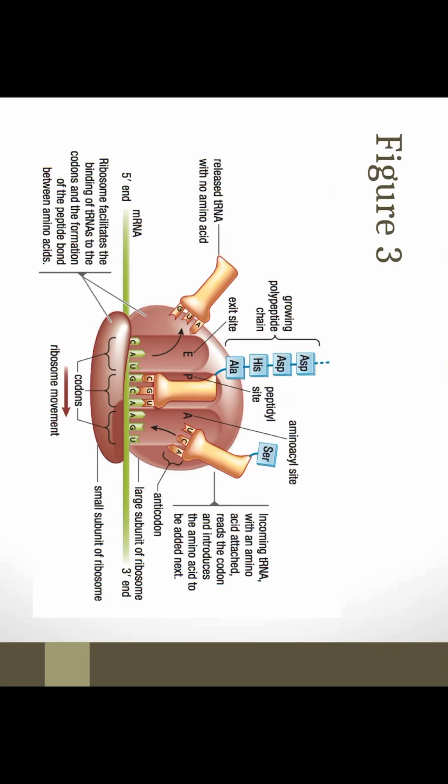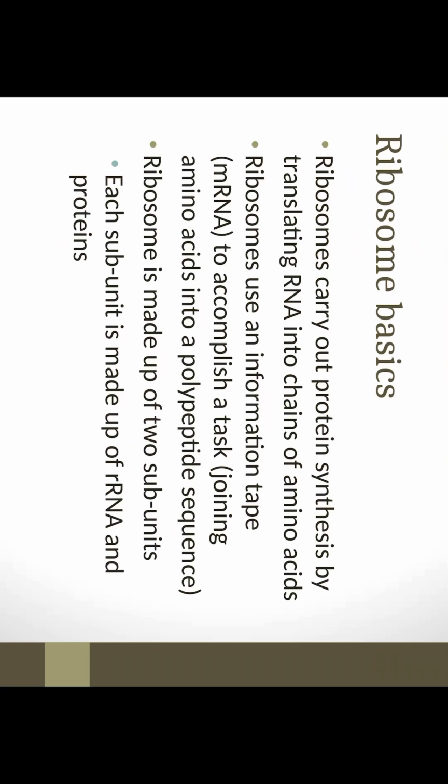You can see there's the A, P, and E site. So on the right, there's the A site, where the tRNA is coming in with the amino acid, the P site, or the peptidyl site, where the amino acids are being linked together, and the E site, where the empty tRNA is leaving on the left. Ribosomes use mRNA like an information tape, and the information is used to join the amino acids into a polypeptide sequence. You can look at those later.